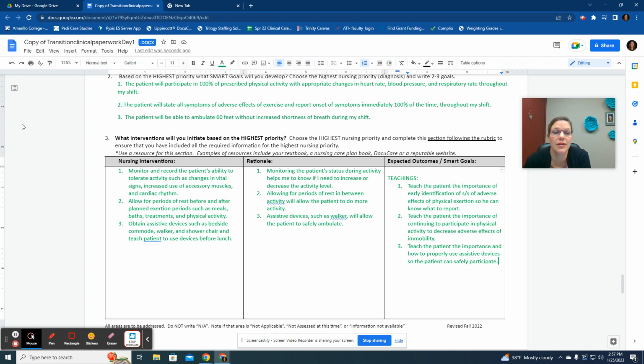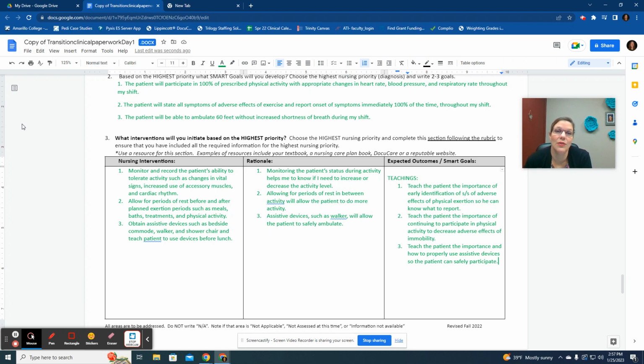Number 2, allowing for periods of rest in between activity is going to allow the patient to do more activity throughout the day. If the patient gets physically worn out early in the day, then they won't be able to participate in their own care towards the middle or end of the day. And number 3, assisted devices such as a walker will allow the patient to safely ambulate, because my third goal is that the patient's going to ambulate 60 feet. So I need them to do it safely.